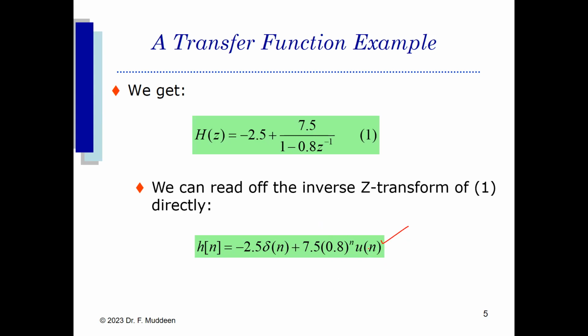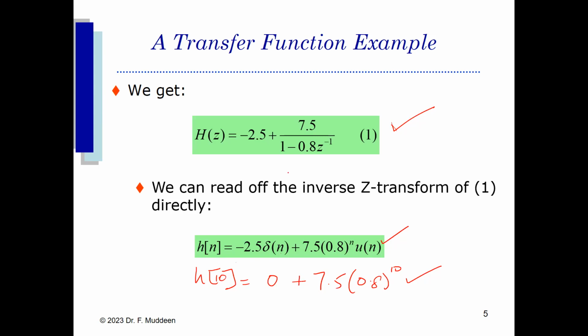So from this, before I go ahead, I could find out any value. For instance, h[10] will be, well, delta[n] only exists at n equal to 0, so h[10] will be 0 plus 7.5 times 0.8 to the power 10, whatever that happens to be, and you could work that out. h[15], h[2], so you can get all of the values of the impulse response. This is the transfer function itself, but for the actual values of the impulse response, we can substitute values of n into that and see what happens.